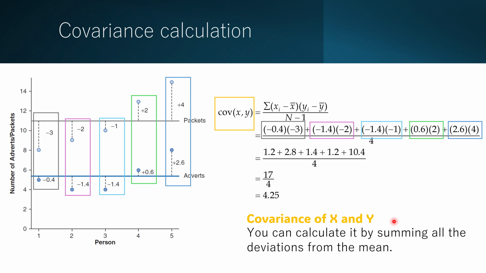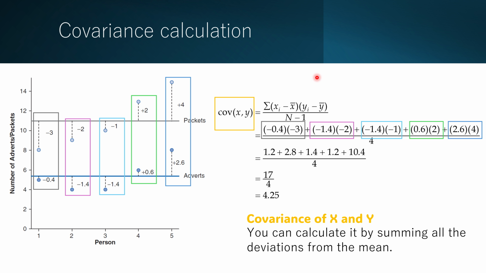This is a graphical explanation. Let's practice with small numbers. Suppose we have 5 pairs of x and y values. We compute each deviation from the mean and multiply them, then average those products. X is the blue line, y is the black line. Deviations of x are minus 0.4, minus 1.4, minus 1.4, plus 0.6. Y deviations are minus 3, minus 2, minus 1, plus 2.